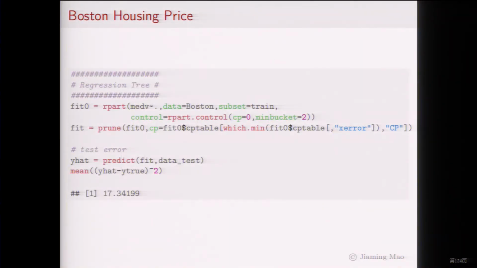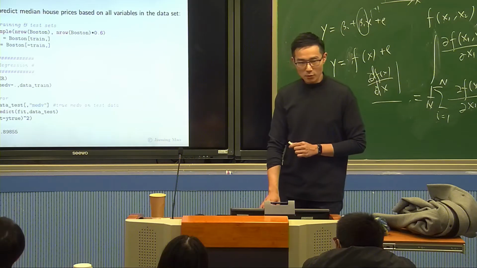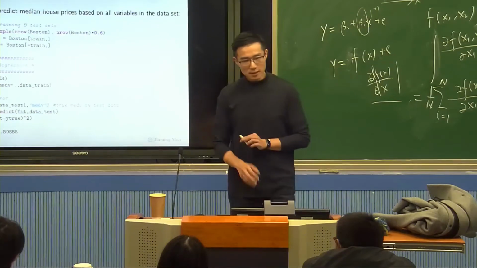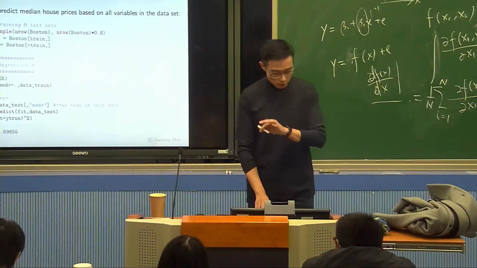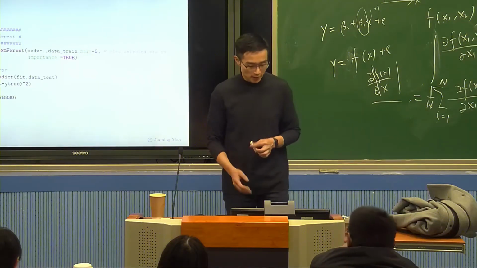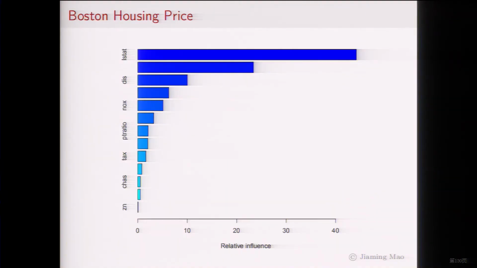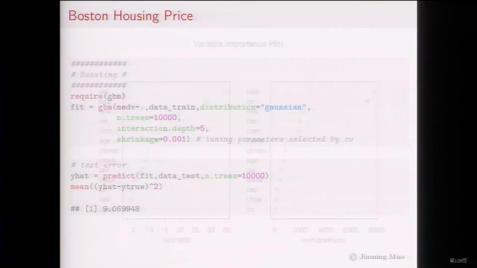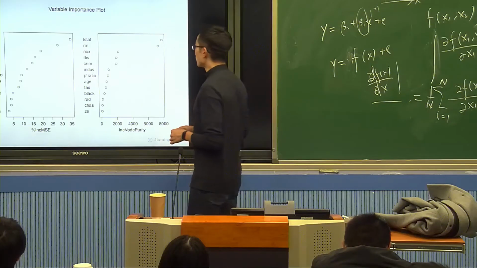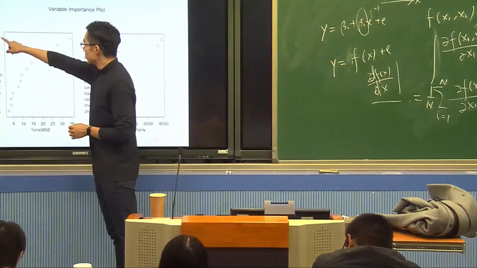Bagging and regression to itself is 17, and finally linear regression is 21. So we are able to successfully decrease the error from almost 22 all the way to 9, which is pretty good in this case. All right. So according to boosting and random forest, the most important variables are either room or LSTAT.